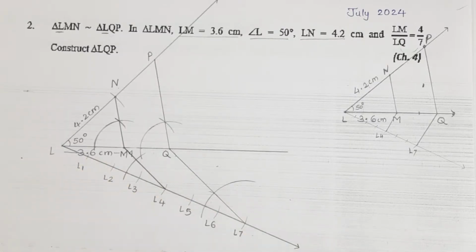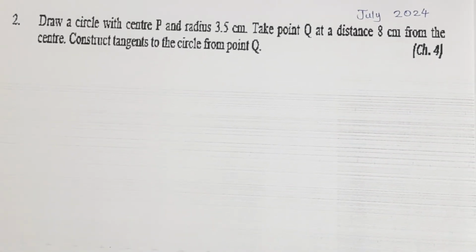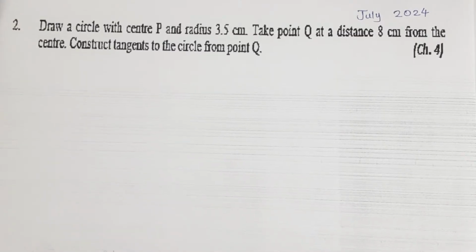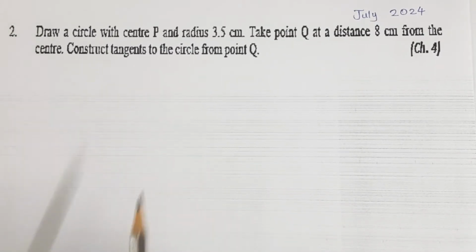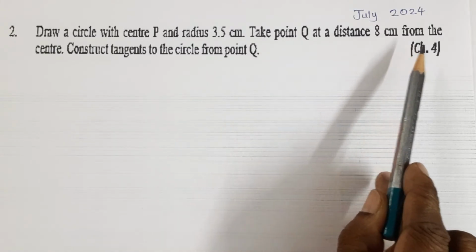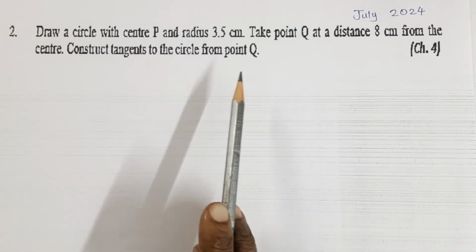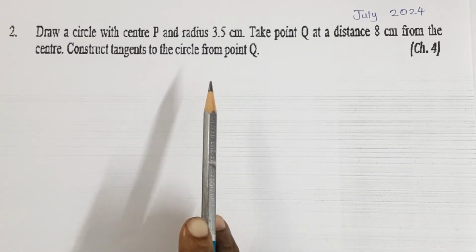Now students, there is a third question, and that is from the same year, July 2024. Draw a circle with center P and radius 3.5 centimeter. Take point Q at a distance 8 centimeter from the center. Construct tangents to the circle from point Q. Very easy question, students.